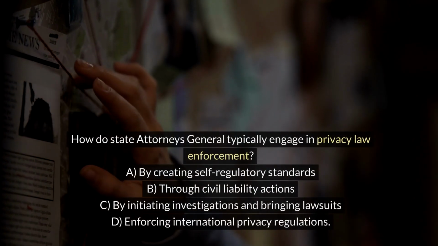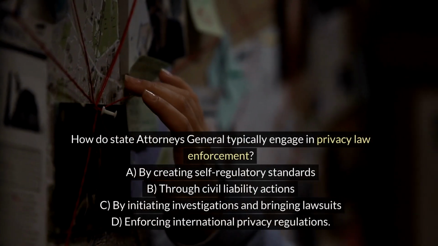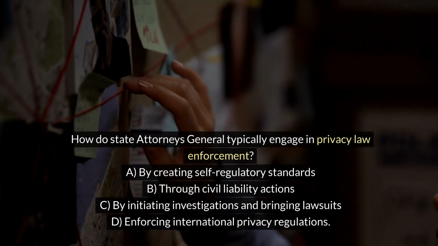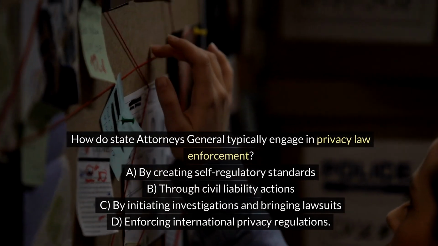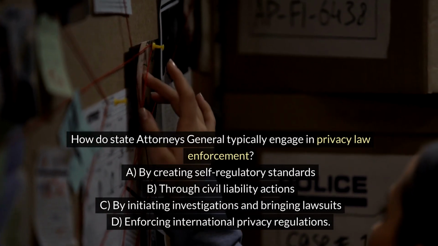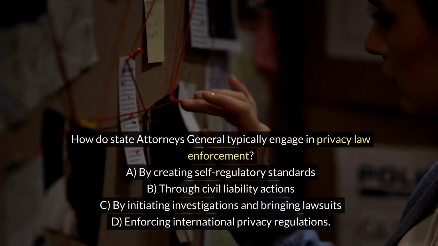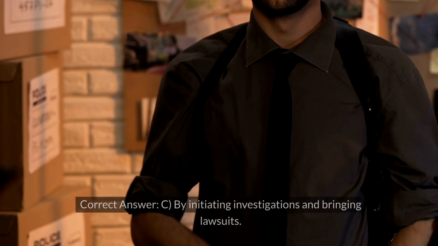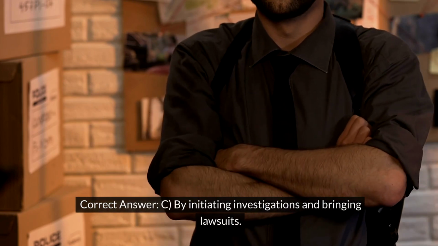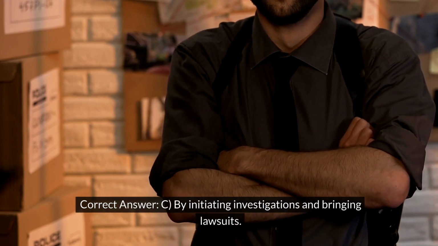How do state attorneys general typically engage in privacy law enforcement? A. By creating self-regulatory standards. B. Through civil liability actions. C. By initiating investigations and bringing lawsuits. D. Enforcing international privacy regulations. Correct answer: C. By initiating investigations and bringing lawsuits.